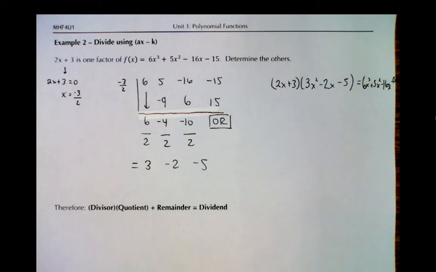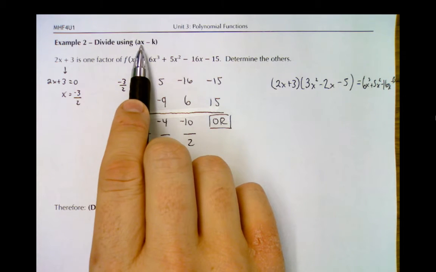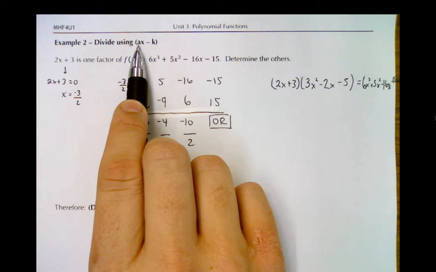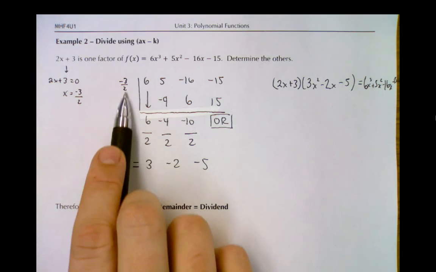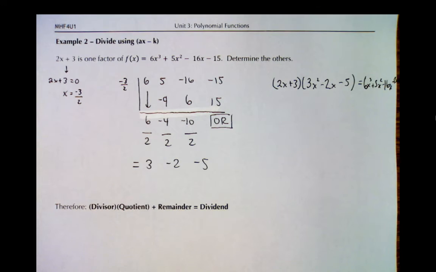Okay, so a little bit different dividing when we don't have just a single x, when we have, say, 2x or negative 3x. When we have a coefficient in front of our x, we do have to account for it at the very end by dividing by whatever the base of that fractional root is.